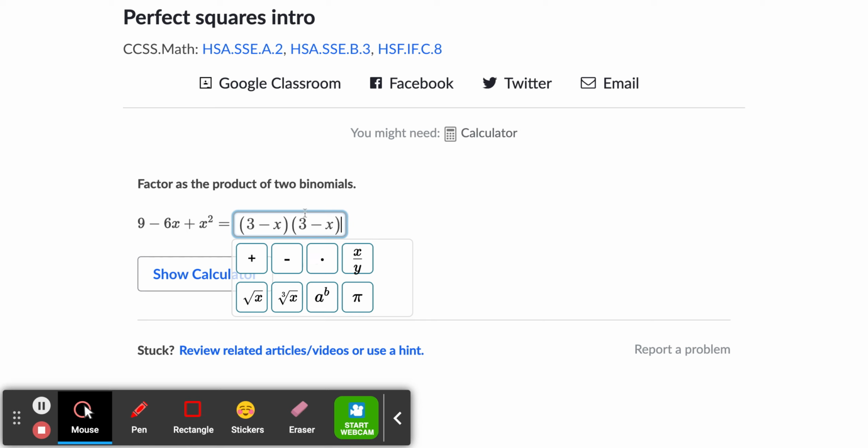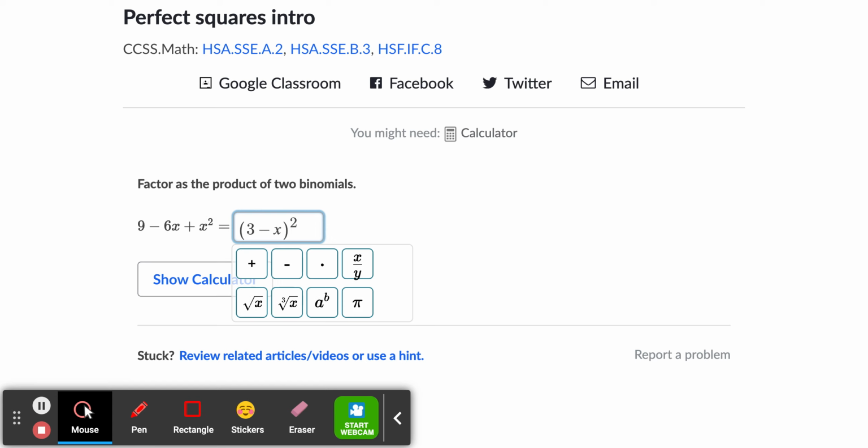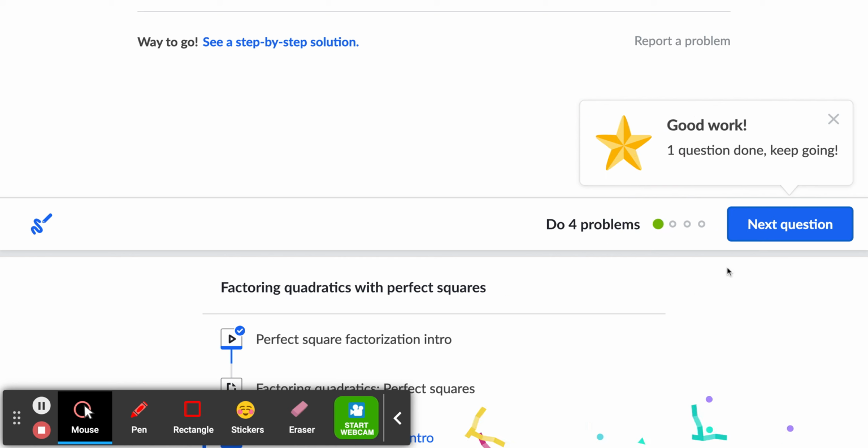So this is going to be 9. This is going to be minus 3x minus another 3x. That's why you get the minus 6x. And then your last term becomes the positive x squared. Another way to write it is like this. Watch closely. Change that just into squared. Either one should be acceptable by Khan Academy. Let's just type it like that.